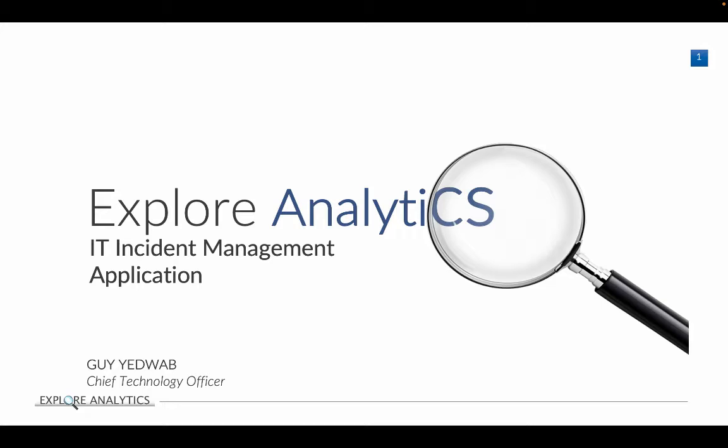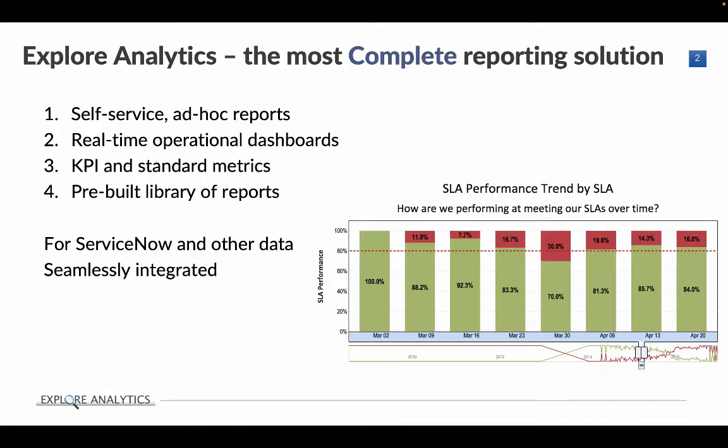Before we get into the application itself, just a little bit on the types of reports that are part of the application. With Explore Analytics, we have the capability to do both self-service ad hoc reports as well as real-time operational dashboards. And those dashboards can also have KPIs and standard metrics that trend over time. An example of a real-time operational dashboard is showing you the current age of incidents, whereas a KPI and standard metrics might be how the average age of incidents has changed from last month to this month, so you can track month over month or quarter over quarter.